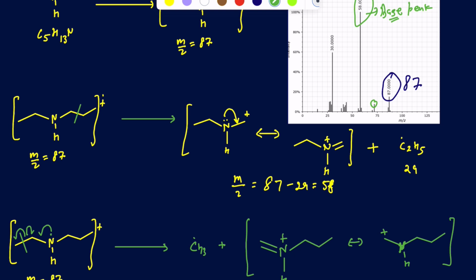Now, you can't really explain every single fragment that you see in there because they're a lot more complicated. This is a basic mass spectrometry or organic class where we're just going to be focusing on the most common fragmentations of these functional groups.